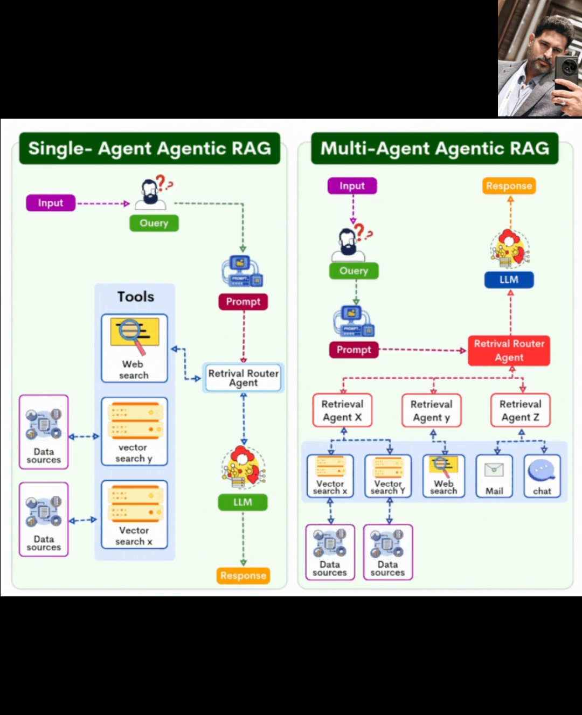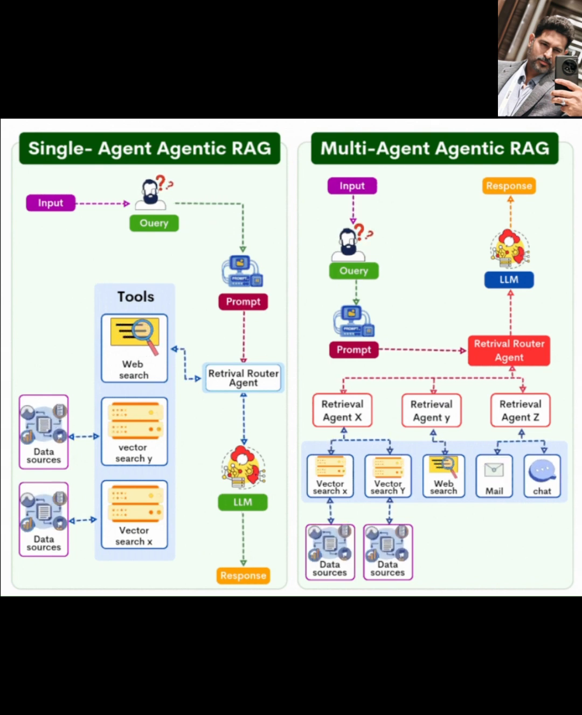Now, let's explore the multi-agent Agentic RAG framework, which introduces a more sophisticated, distributed approach. The process also starts with an input query, but instead of a single agent, the query is first processed by a retrieval router agent. This router acts as a coordinator, analyzing the query to determine which specialized retrieval agents are best suited for the task. For example, retrieval agent X might focus on vector search X to fetch embeddings from a specific dataset, while retrieval agent Y handles vector search Y for a different data domain.